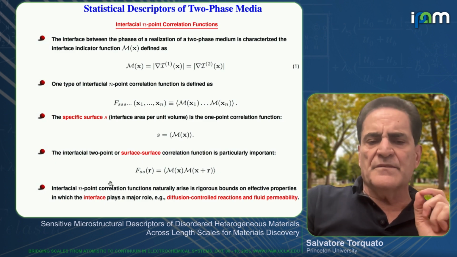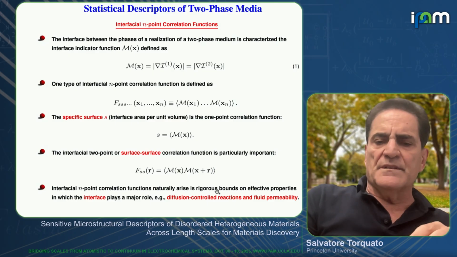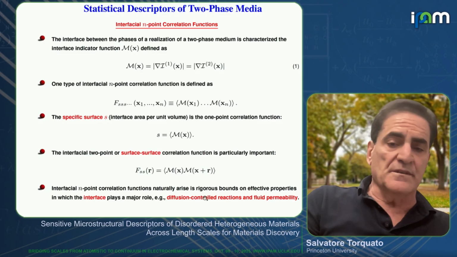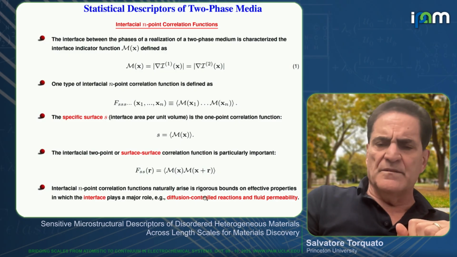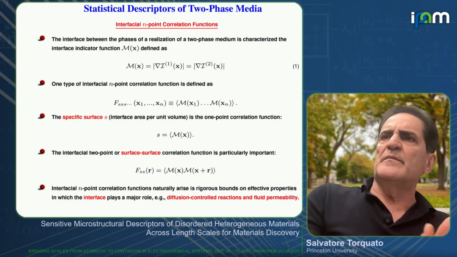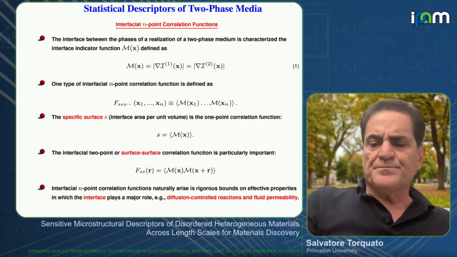And these interfacial n-point correlation functions naturally arise in rigorous bounds on the effective properties in which the interface plays a role, like the diffusion-controlled reaction problem that I alluded to earlier, plus the fluid permeability, because in the case of the fluid permeability, let's say you have no slip at the boundary.